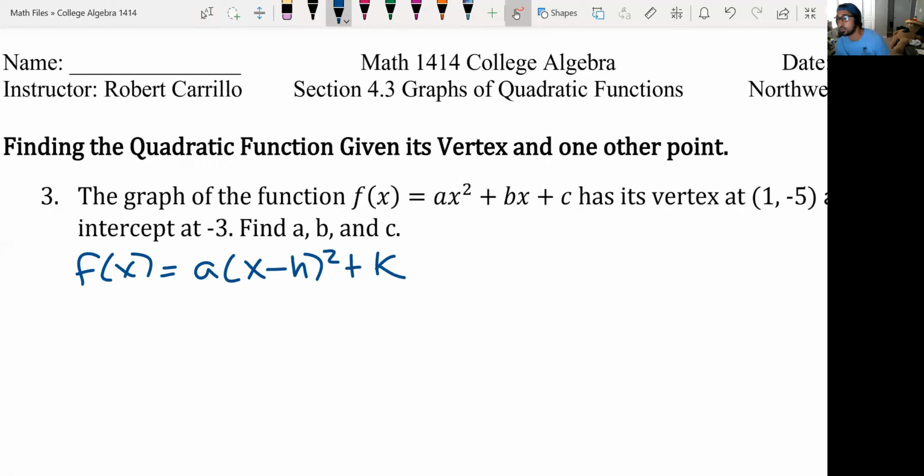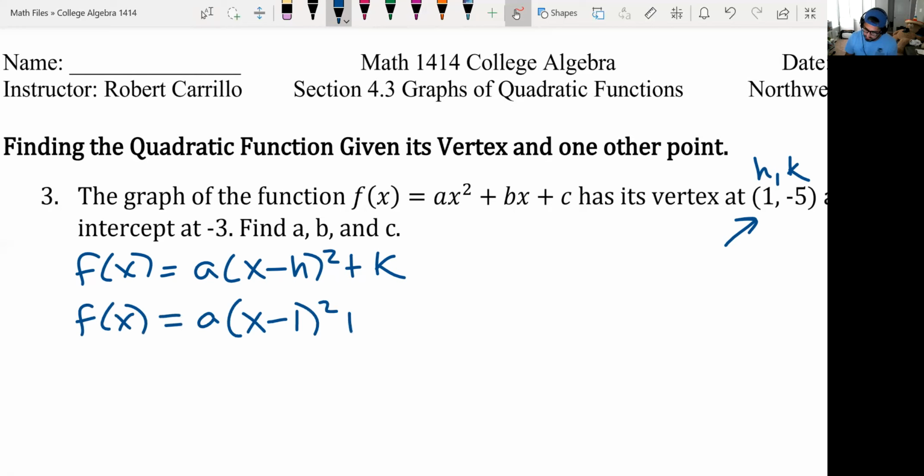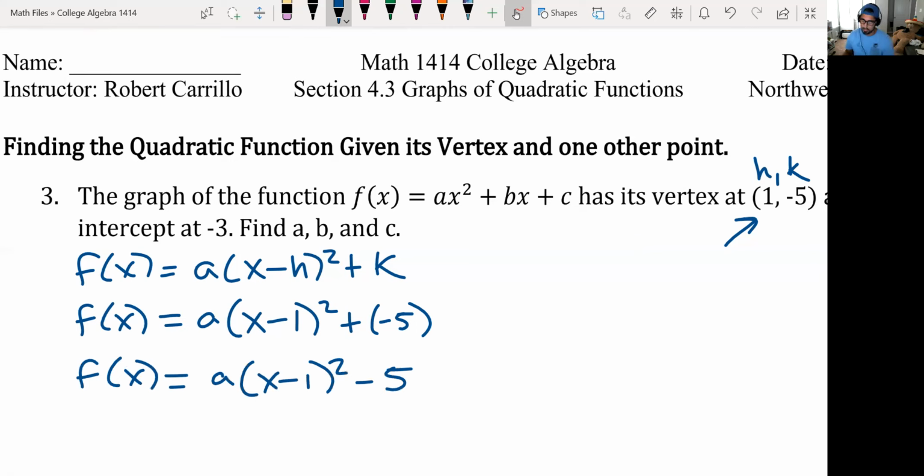So a times x minus h squared plus k. What they're giving us is the vertex, where h is 1 and k is negative 5. Here's your h, k. So plug those in for h and for k, which means I'll get a times x minus 1 squared plus negative 5. Now clean it up, and I get f of x equals a times x minus 1 squared minus 5.